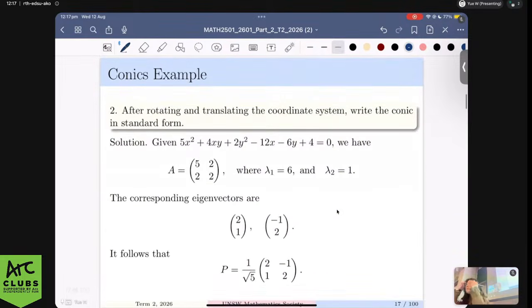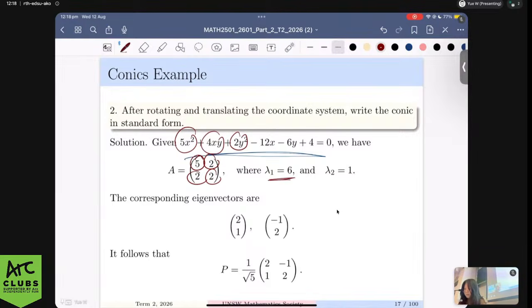So yeah, just a bunch of rearranging stuff. This part is a bit more important. After rotating and translating the coordinate system, we want to write the conic in the standard form. So this is the conic we are given, and obviously we want to find our A matrix, which is symmetric, right? So our coefficient of 5 will go here, and the coefficient of y squared, 2, will go here. And because we have the full xy term here, remember that we have to divide it by 2, so 4 divided by 2 is 2, so that's where these two terms came from, right?